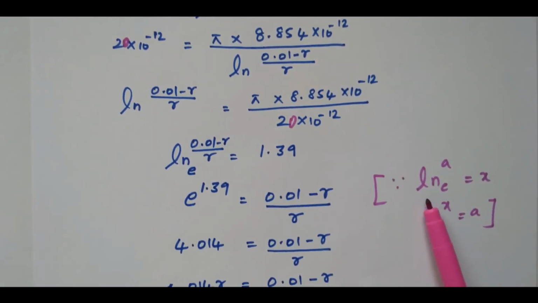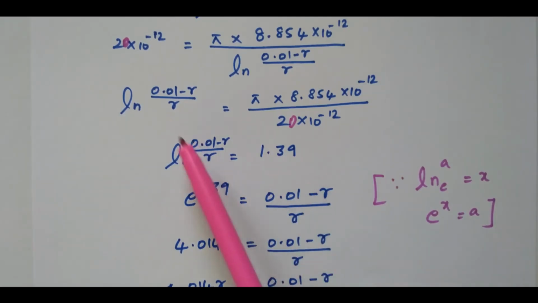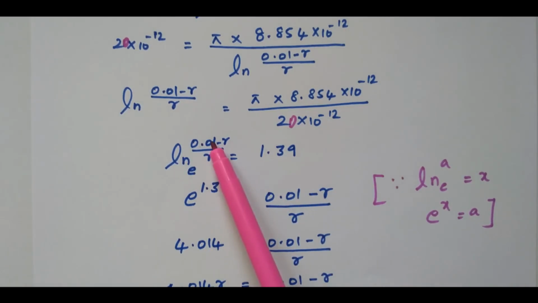So here one example is available. Log base e a equal to x can be rewritten as, you have to interchange these two values. E power x equal to a, that is we are removing the log, right? To remove this log, we need to interchange these two values. E power x equal to a. Like that, you have to bring this value here. E power 1.39. Bring this value here. 0.01 minus r by r, right?